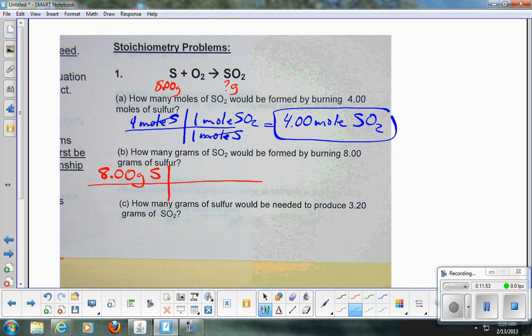Who can tell me your first step? Do you have to change it to moles? Yes, I have to be in moles before I can do a ratio. So what do I put on top? What do I put on the bottom? 1 mole on top, good, because that's what I want to get to. And on the bottom, 32 grams of sulfur, good. So grams of sulfur go out, leaving moles of sulfur. What's the next step?